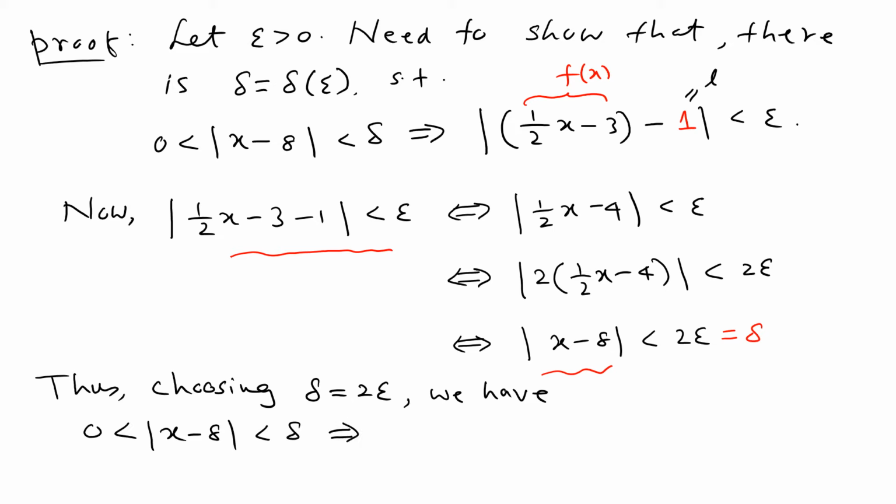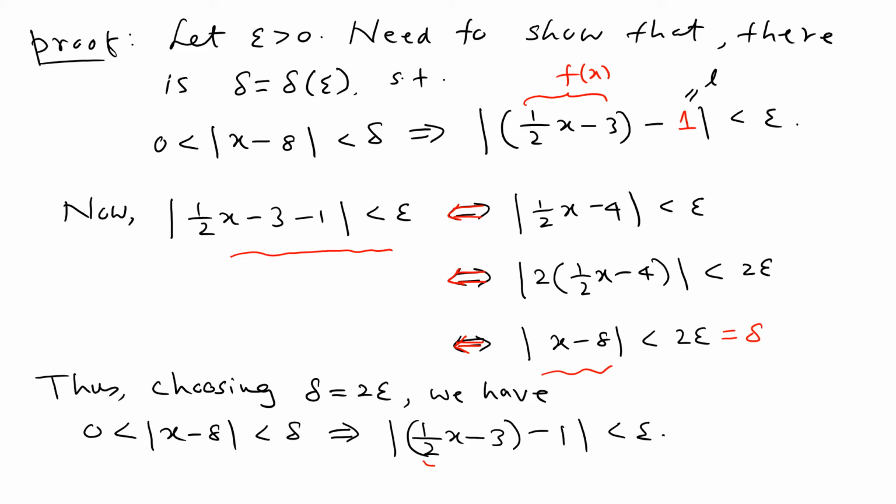Now we can write it all in one direction. For example, you can write this one going this way, and then this one going that way, and all going backward, like a left. Then you get the answer. So this implies that the first one: |1/2 x minus 3 minus L|, in this case 1, less than epsilon. That's exactly what we want to prove.